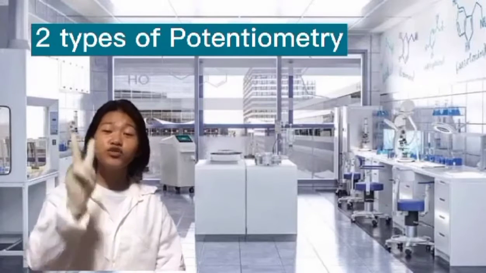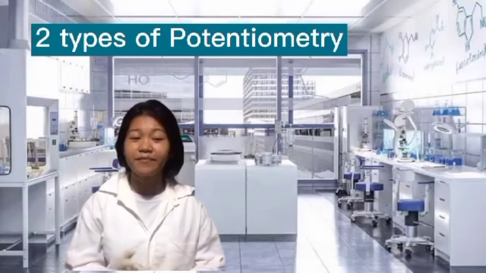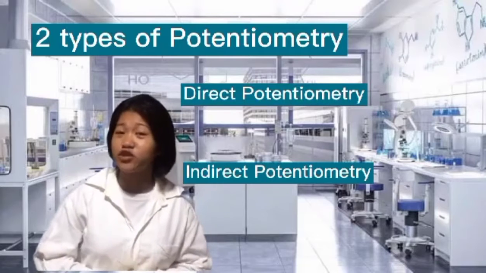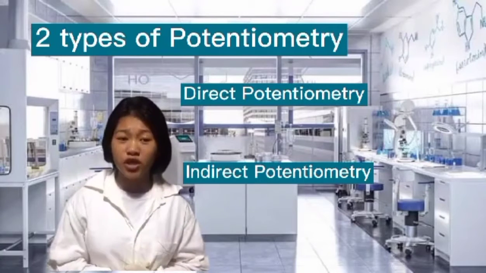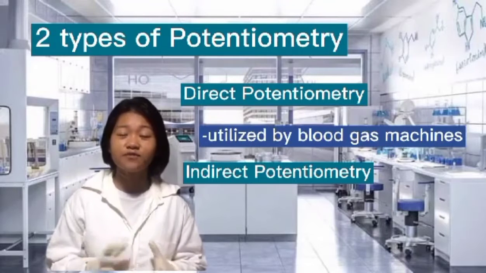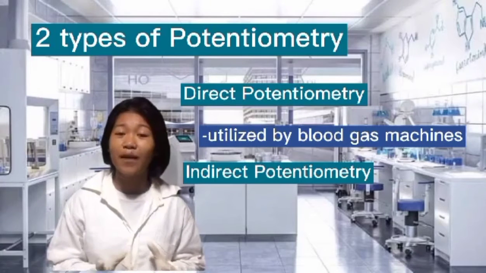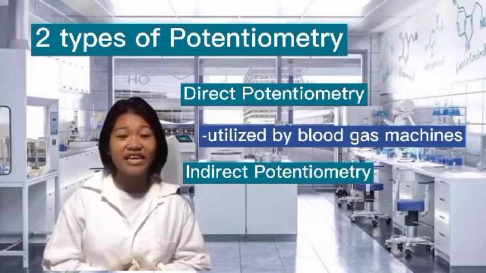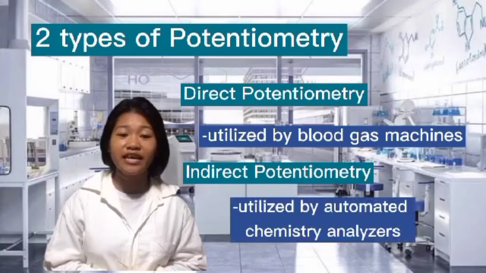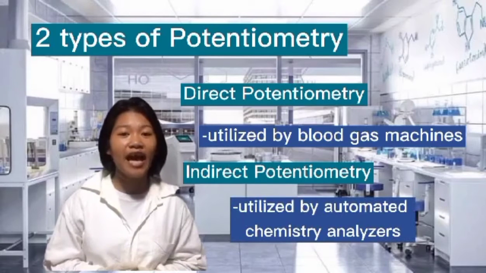There are two types of potentiometry, namely direct and indirect potentiometry. Direct potentiometry is utilized by blood gas machines and does not include sample dilution, while indirect potentiometry is utilized by automated chemistry analyzers.